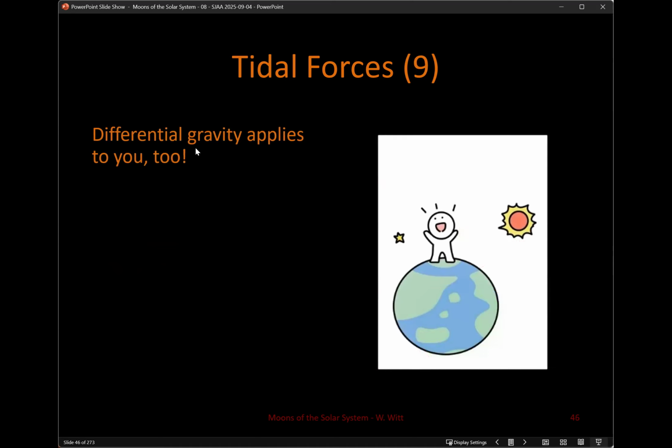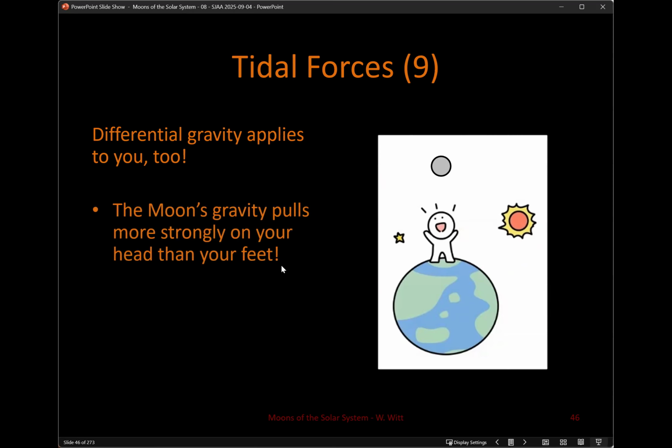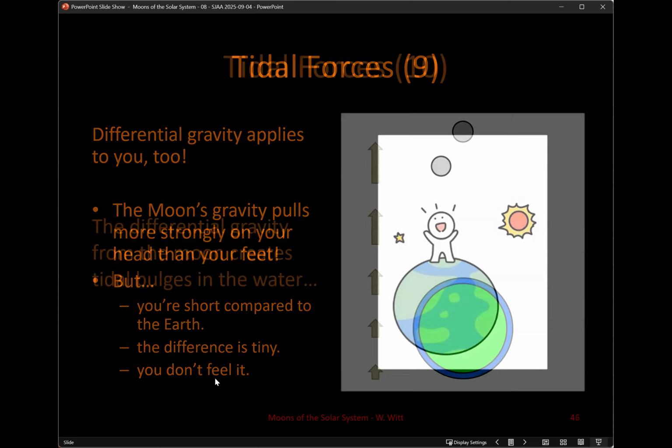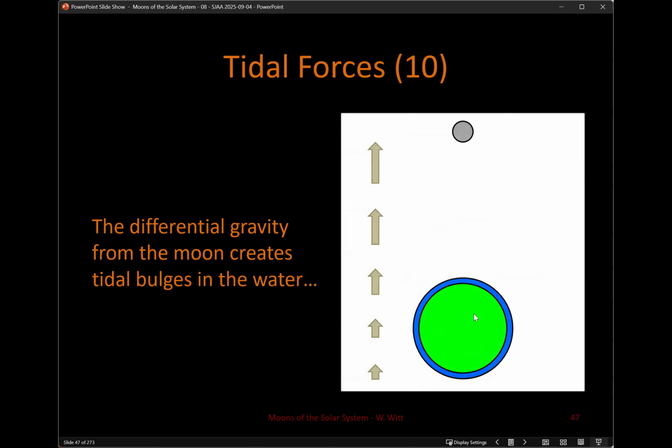Now, differential gravity actually applies to you too, right? Imagine you're standing here on the Earth and there's a moon above you. Well, the moon actually pulls more strongly on your head than on your feet. But again, because we are relatively short compared to the diameter of the Earth or diameter of any planet, the difference is negligible. It really does not matter, but it is technically there, right? So technically, our moon is pulling a little bit more on your head than your feet, if it were overhead. But the difference is so tiny that we don't feel it, and it doesn't matter. But it's there. So yeah, you're short compared to the Earth. The difference is tiny, and we just don't feel it. But our planet is big enough to feel it.